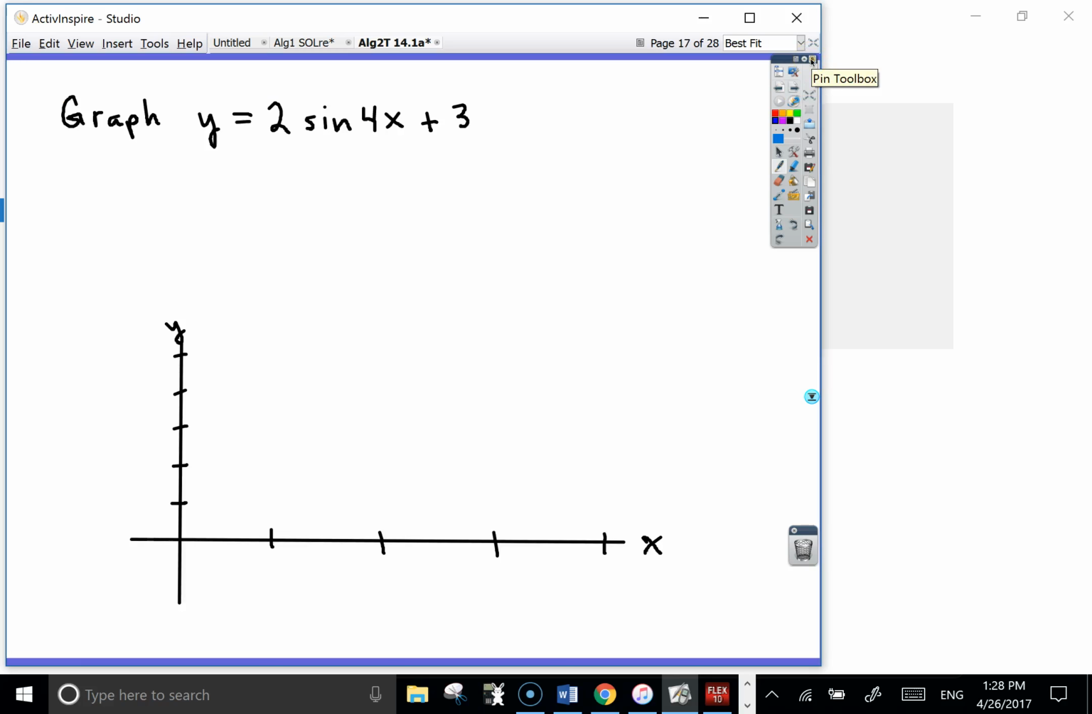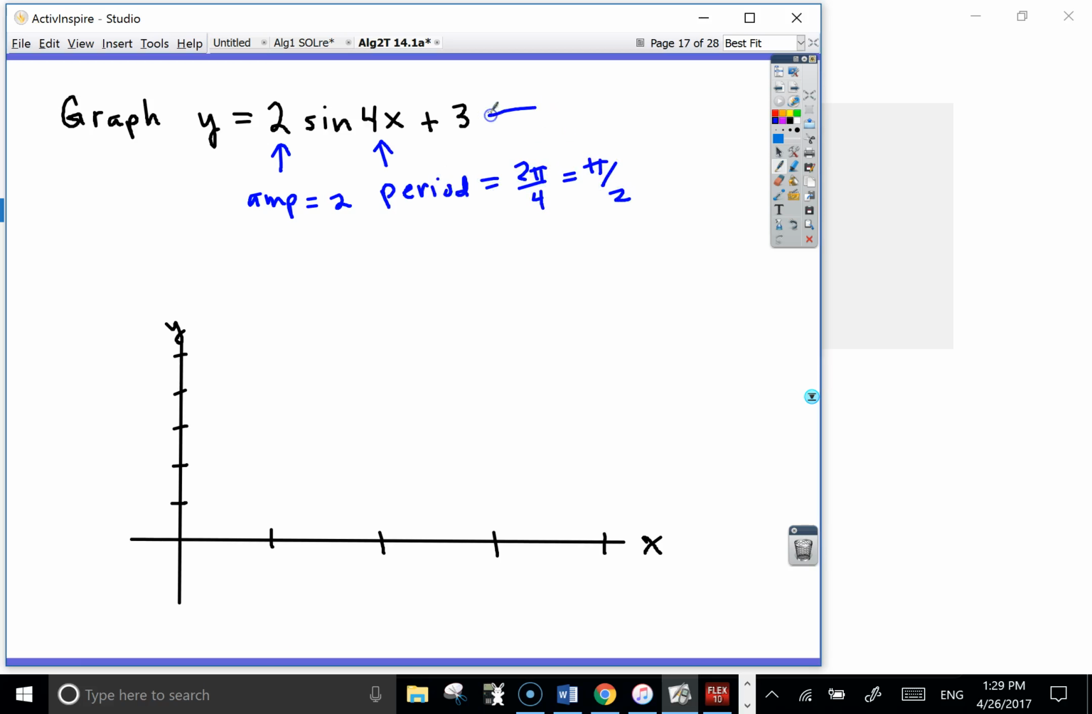So let's see. Graph this one. So we can tell from that right there that the amplitude is 2. We could tell that the period is 2 pi over 4, which is pi over 2.